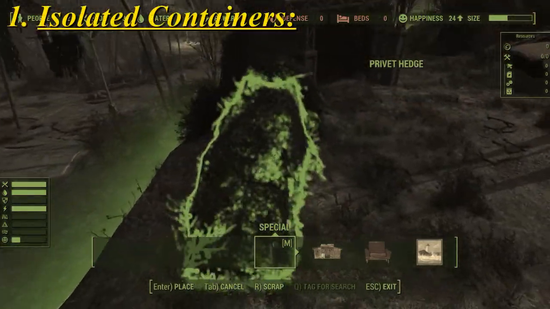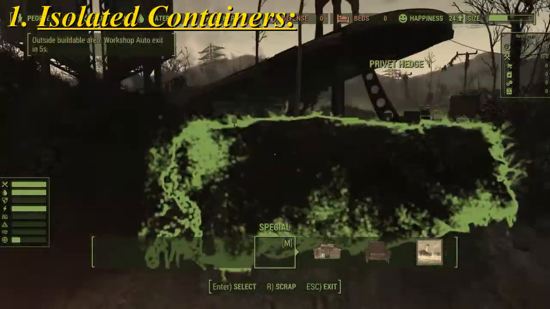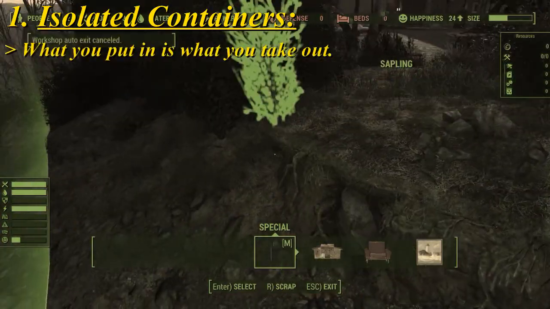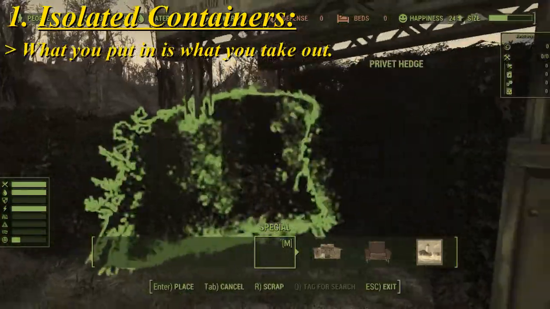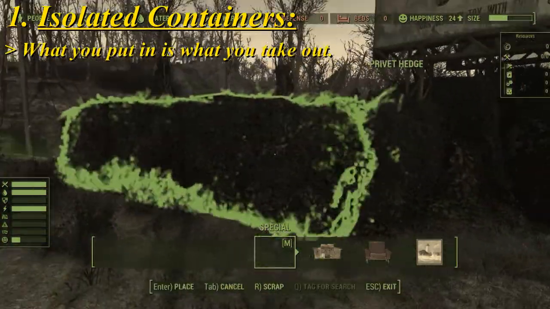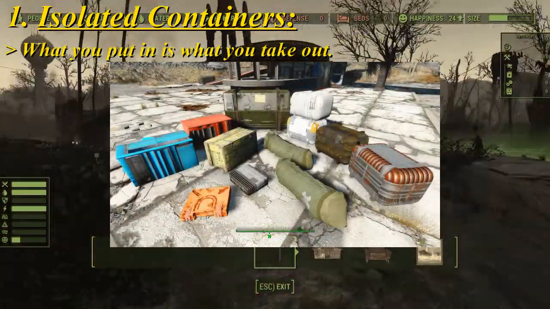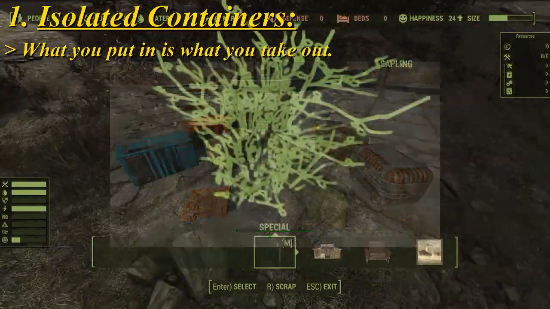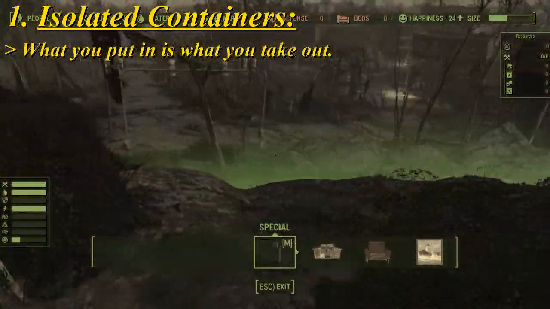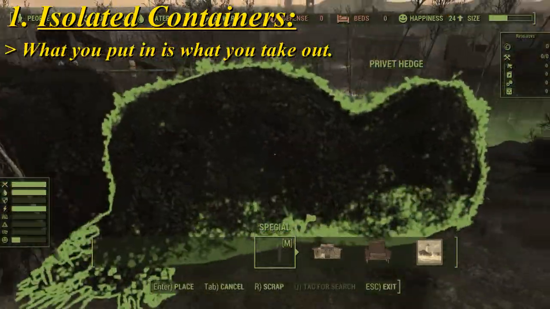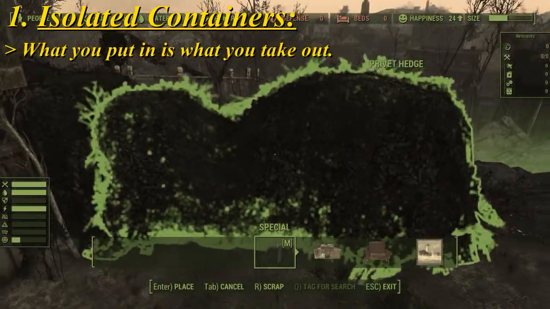First type, isolated containers, works on the principle of what you put in is what you take out, meaning that there's no further interaction with the containers. They come in all shapes and sizes. As you probably know, you can build them in your settlements, but you can encounter hundreds, probably thousands of them in the Commonwealth with loot.